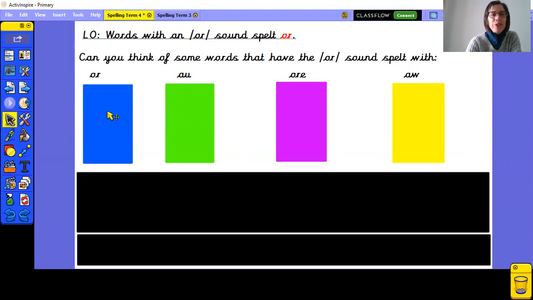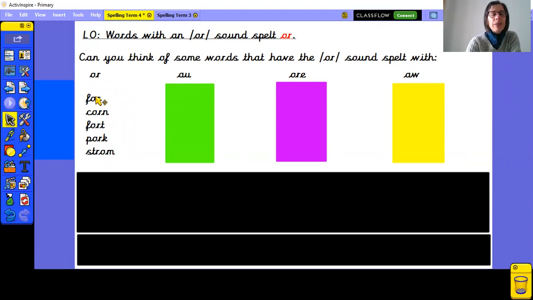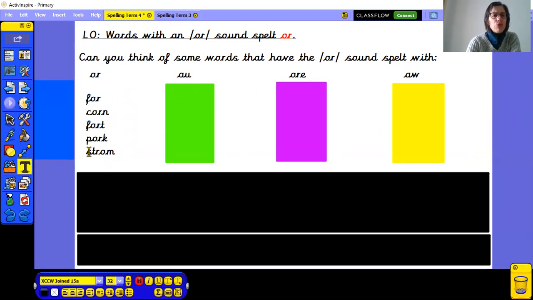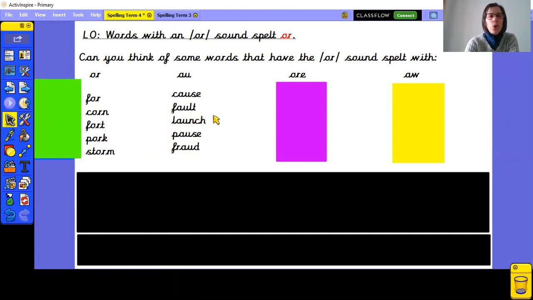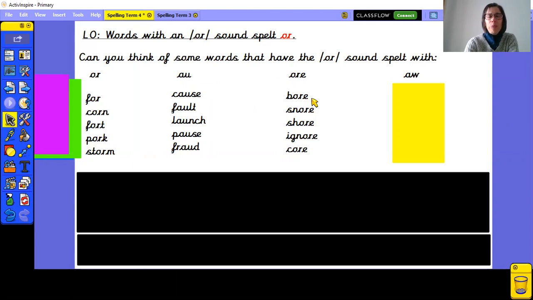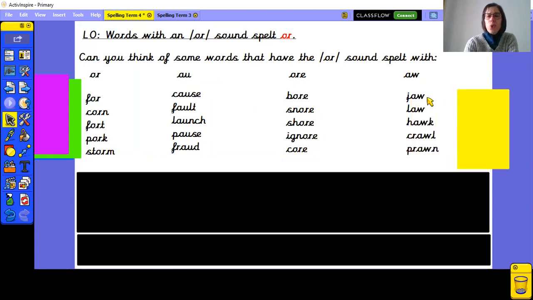Good job, year 5. So these are my words. For the first O, I had 4: corn, fort, pork, and storm. And I wrote storm, which obviously is a mistake, so storm. For the second one, I had cause, fault, launch, pause, and fraud. For the following one, I had bore, snore, show, ignore, and call. And finally, I had jaw, low, hawk, crawl, and prone.